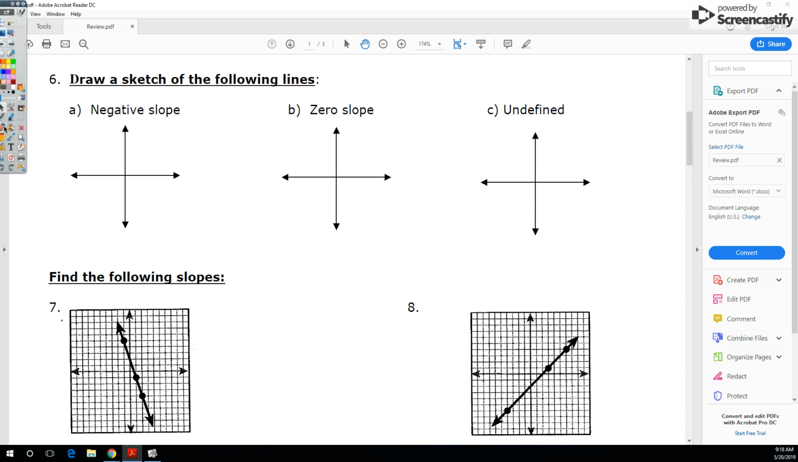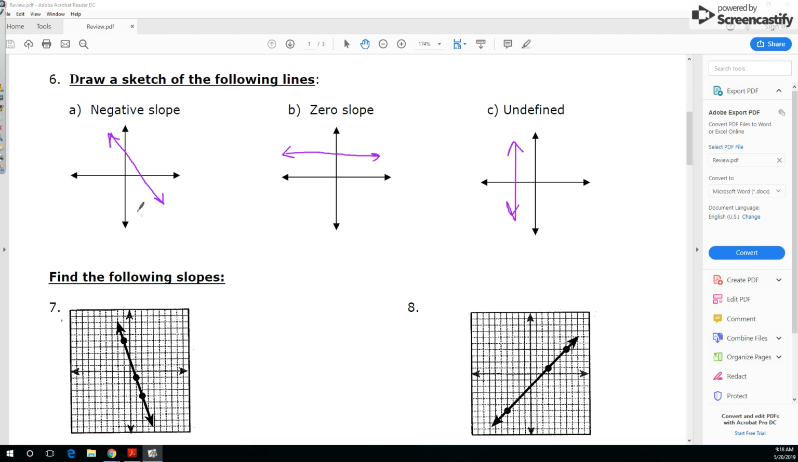Draw a sketch of the following lines. So a negative slope needs to be decreasing from left to right. A 0 slope is straight horizontal, and an undefined slope is straight up and down.